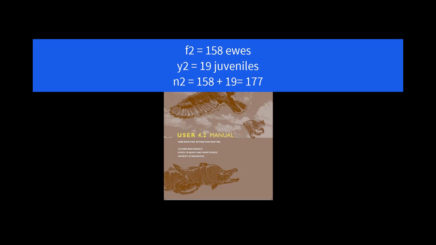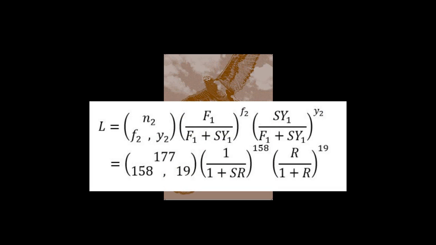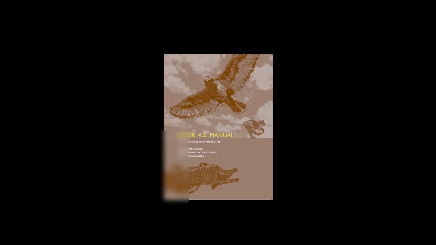In the second survey, Y2 equals 19 juveniles and F2 equals 158 for a total sample size of N2 equals 177. A second binomial model can describe the second survey results as follows, where S equals juvenile, i.e. lamb, survival. Now we can define the joint model in program USER. Let's fire up USER and work with this likelihood.